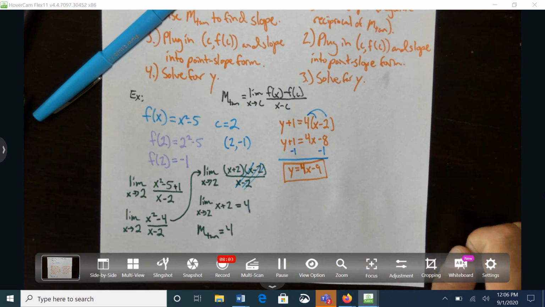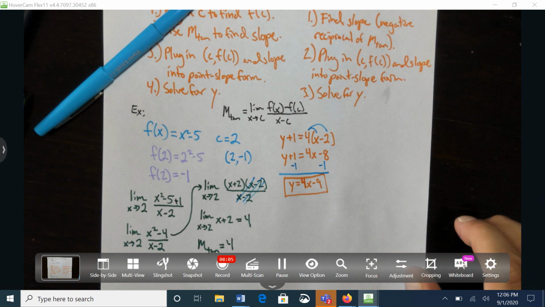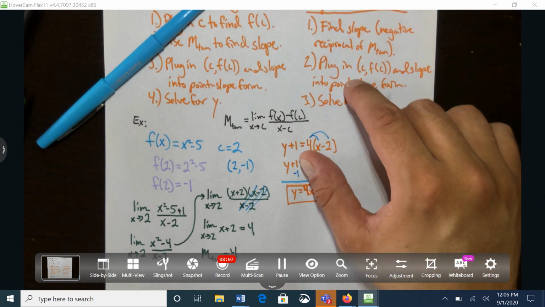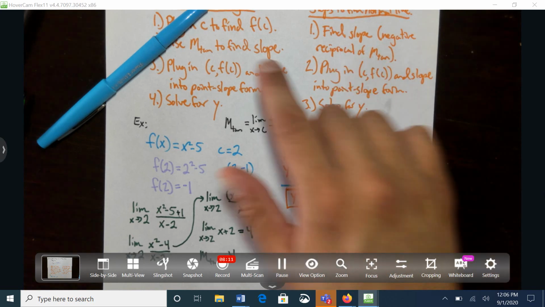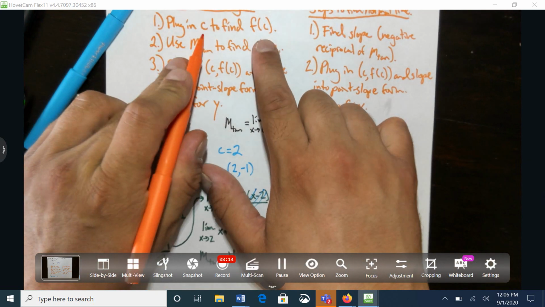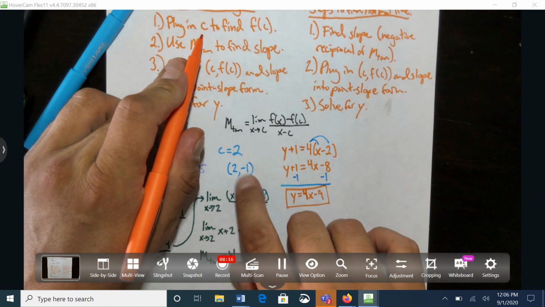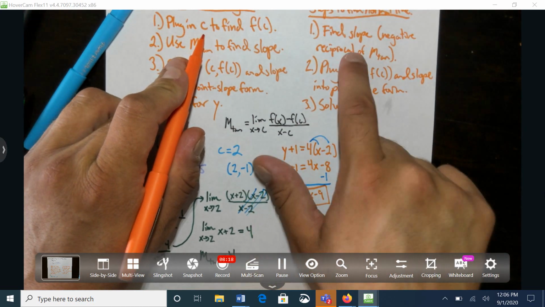Now, to find the equation of the normal line, we're going to follow these steps. The first step is we need to find the slope. And notice our first step isn't to plug in c to find f of c, because we already did that. We already have our point of interest. So we're going to go ahead and find the slope.